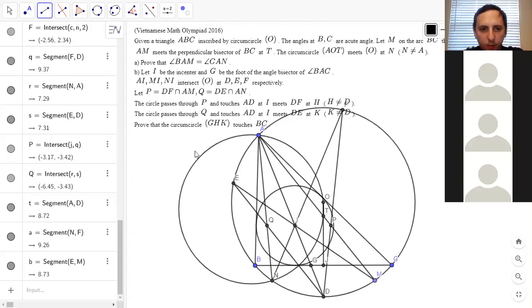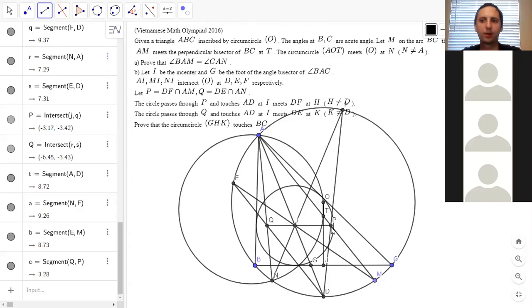So I think P, I, and Q are collinear by Pascal's theorem. That should be true. And it looks like PQ is parallel, and I would guess that's probably not that hard to prove.